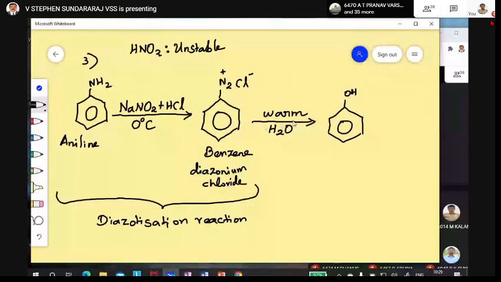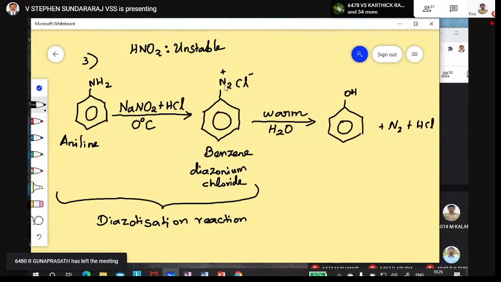Slightly warm that N2+ plus HCl. This hydrogen from water and Cl minus form HCl. N2 will go out as N2 gas, and the OH minus from water will join here. So this is another method of preparation. Again, it is important because it converts one functional group into another.